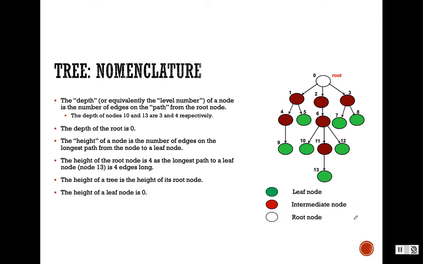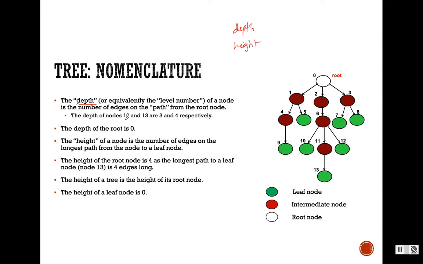So now we are going to learn some other nomenclature of the tree data structure. One of them is depth and one of them is height. So the depth of a node is the number of edges on the path from the root node. So consider any node.